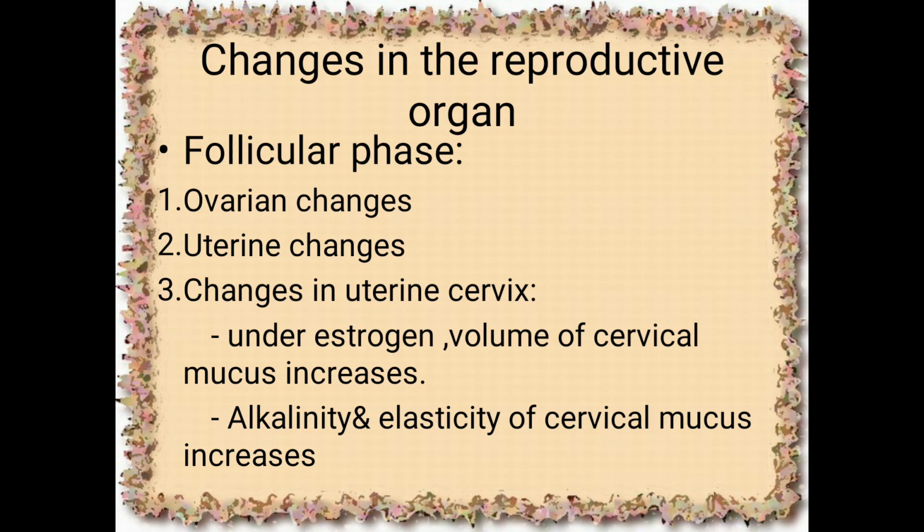So next, changes in the reproductive organs. What are the changes in the reproductive organs? In the follicular phase, the ovarian changes will be taken in a separate class about the development of the follicles, which you will see in the next class. Uterine changes we have already seen. That is the menstrual phase and the proliferative phase.